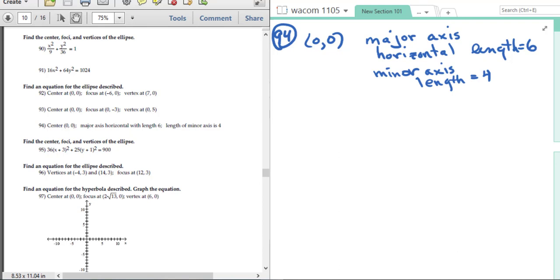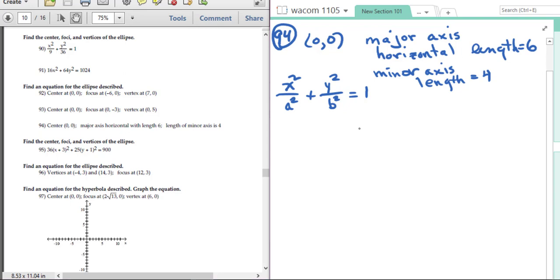All right, 94. Find the equation of the ellipse, and this is the information they're giving us. The center is at (0, 0). So we are going to have x squared over a squared plus y squared over b squared equals 1. You don't need x minus h or y minus k. They're just wording this a little different. They're telling you your major axis is horizontal and its length is 6. That is the length of the whole axis.